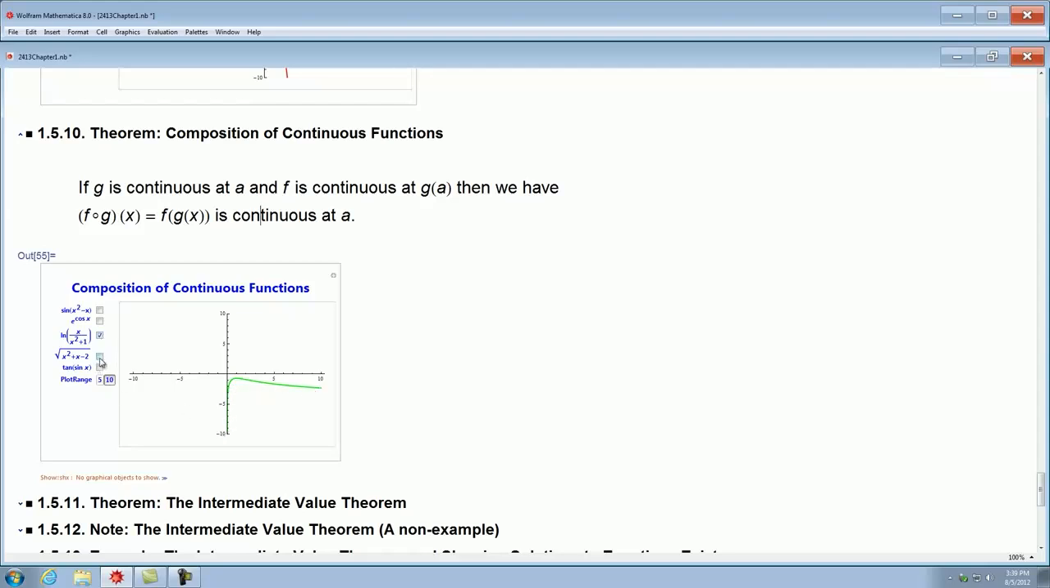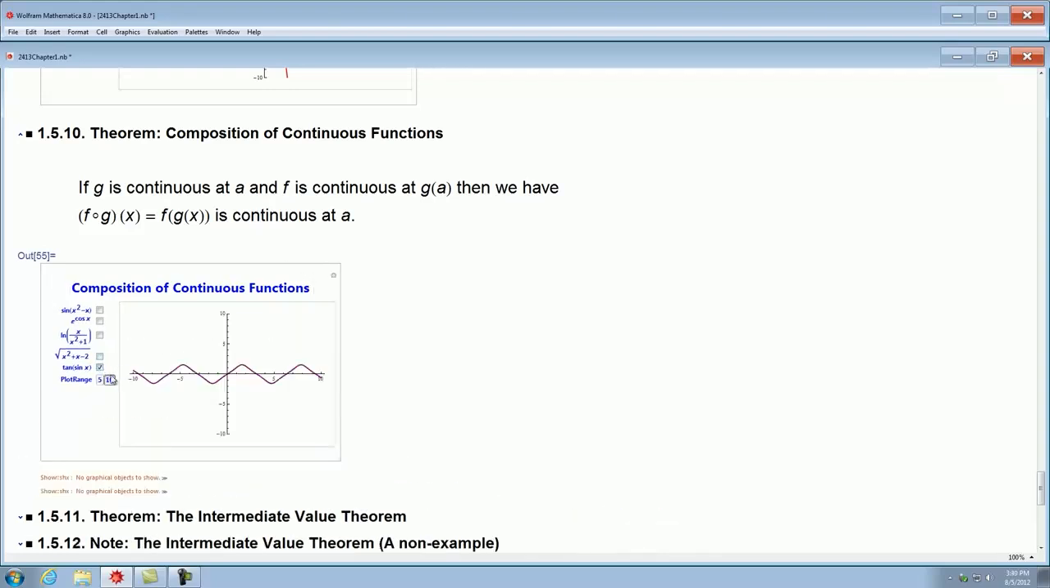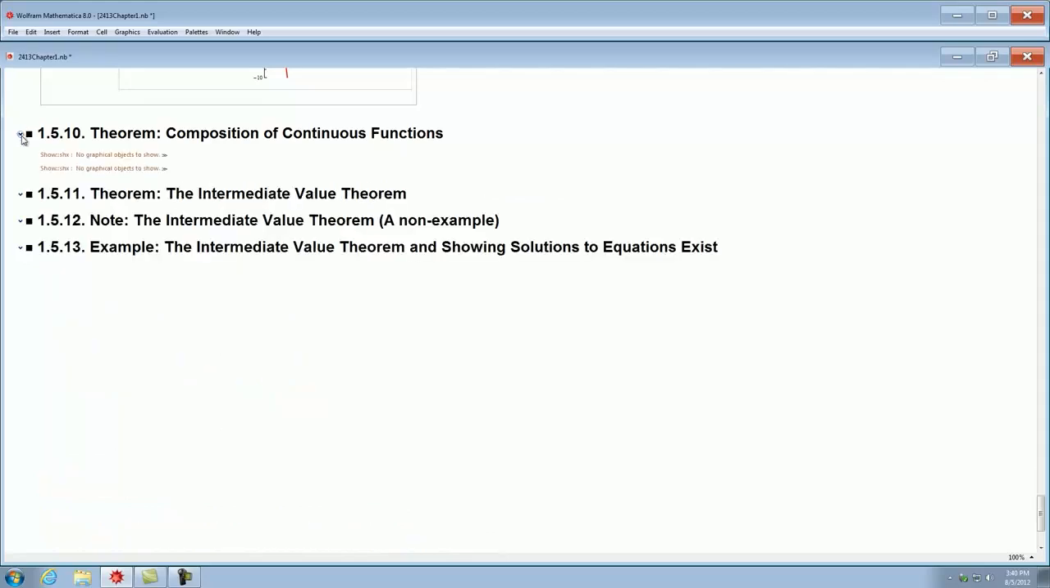Then you have this one. The square root function is continuous on its implied domain, and what's in it is a polynomial, and that's continuous everywhere. So you can see that the result is continuous on the implied domain. Then we have the tangent. If you plug sine x into tangent x, you get a continuous function. All right, so that's the composition theorem.